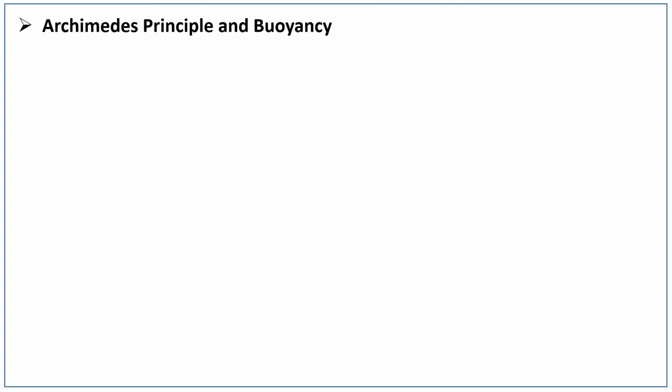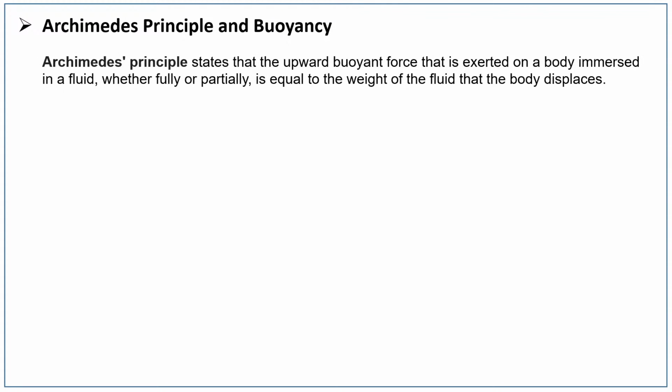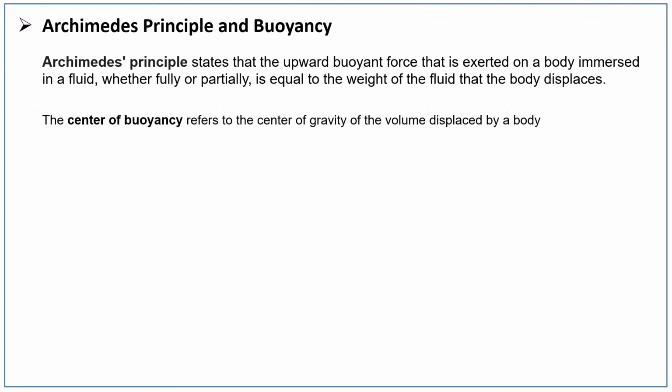Then the last thing from this first unit is Archimedes principle and buoyancy. Archimedes principle says that the upward buoyant force exerted on a body, whenever the body is immersed partially or fully inside the fluid, is equal to the weight of the fluid that is displaced by the body. Whenever we are talking about a force, we need three things: one is its magnitude, second is direction, and third is point of application.